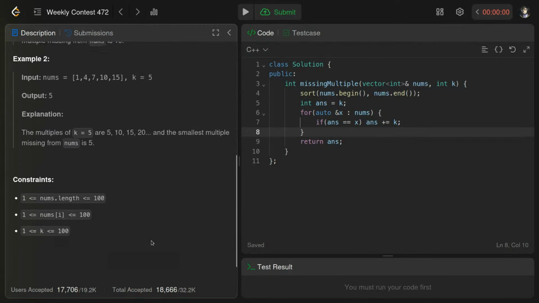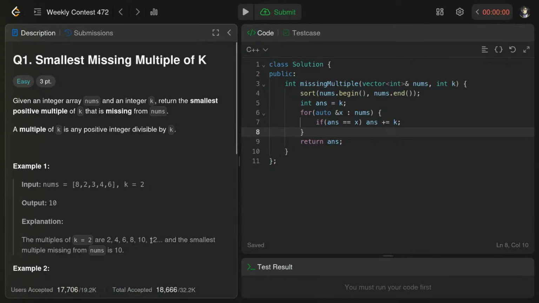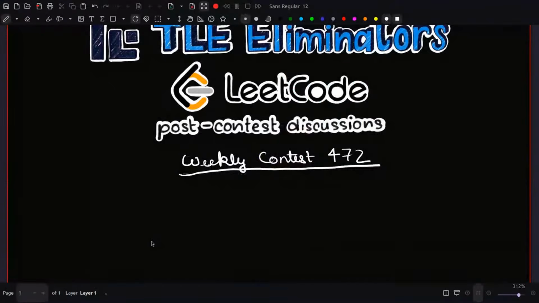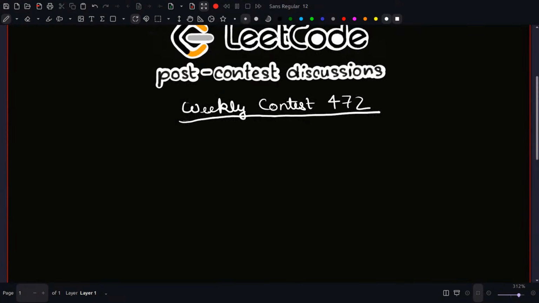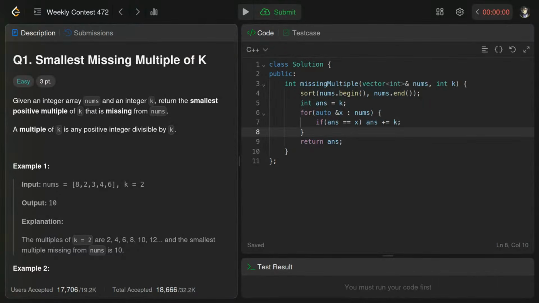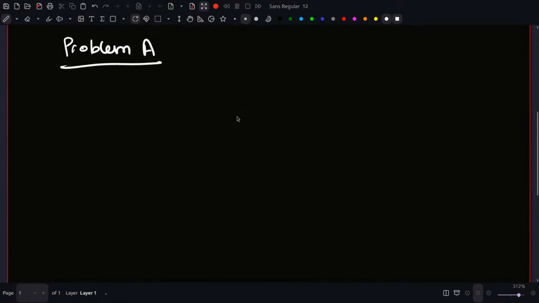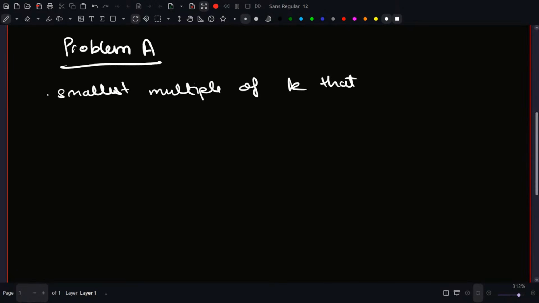You can write an n squared solution or an n cubed solution, right? It doesn't really matter. But I will try to show you a neat and clean O of n log n solution, which I think is pretty elegant. Like if you want to implement this as a sub problem of some other problem, then I would say that's a pretty elegant solution. So problem A: what we want is the smallest multiple of K that does not appear in nums, right?